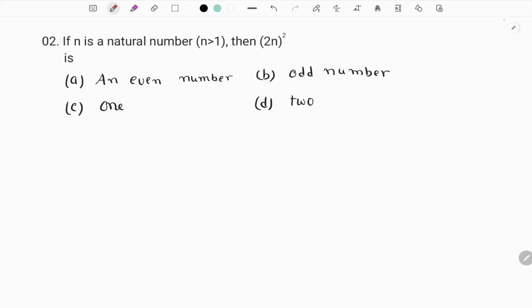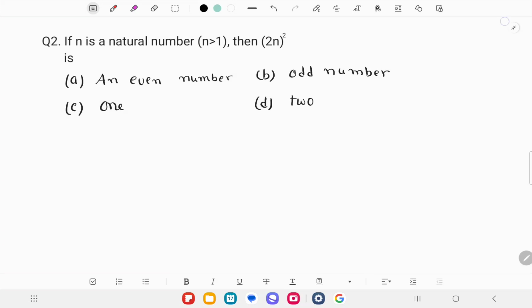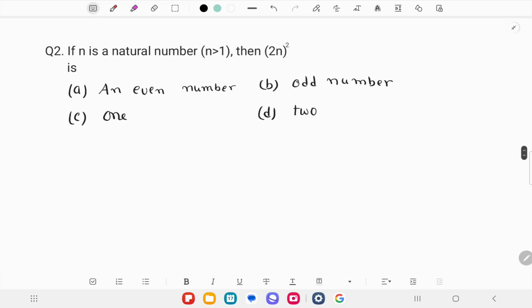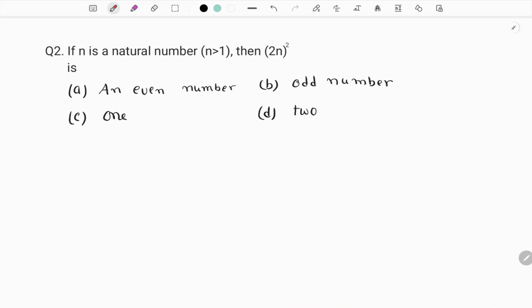So the second question is, if n is a natural number, n greater than 1, then (2n) whole square is option A, an even number, option B, odd number, option C, 1, and option D, 2. So here the correct option is option A, an even number.